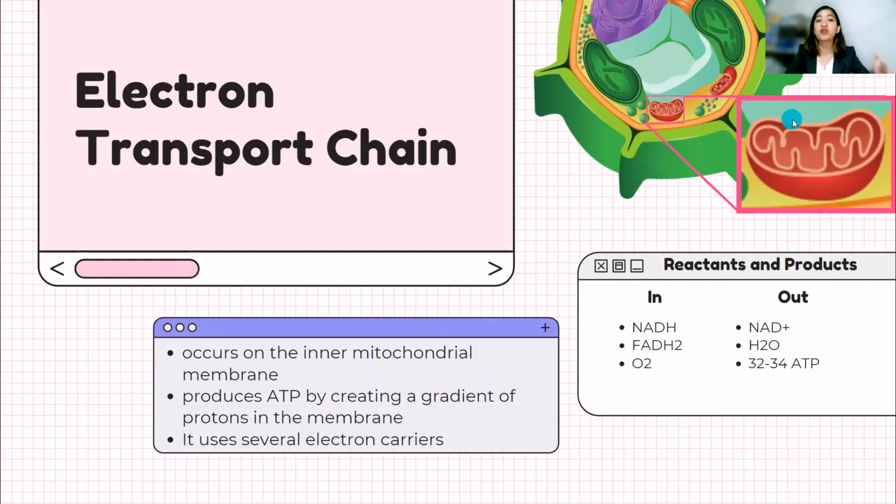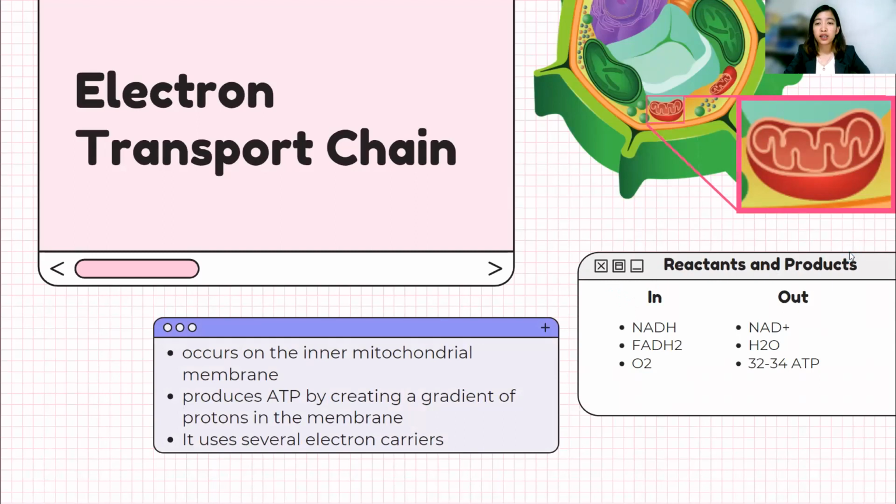Kung mapapansin natin yung structure ng mitochondria, meron siyang parang inner foldings sa loob. Yung inner foldings na yun creates large surface area, and yung mga membrane na to, dito nangyayari yung tinatawag natin na electron transport chain. And it is actually powered by a chemical gradient kung saan merong difference ng charges or concentration inside and outside of the membrane. And gumagamit din tayo dito ng several electron carriers.